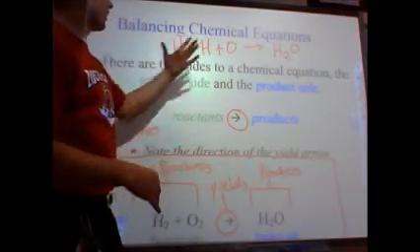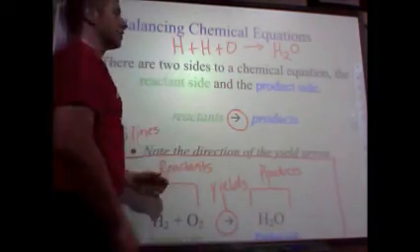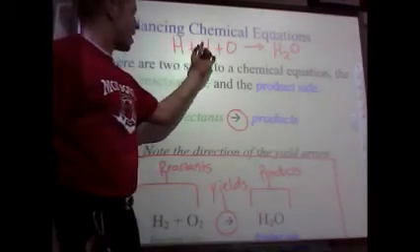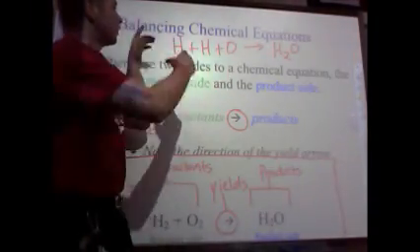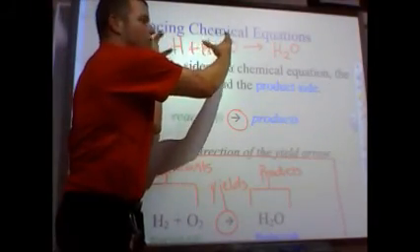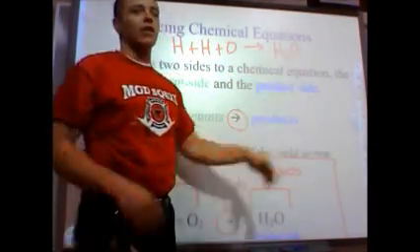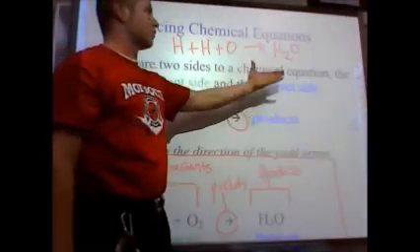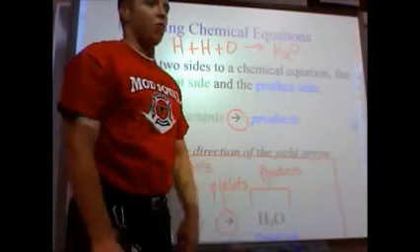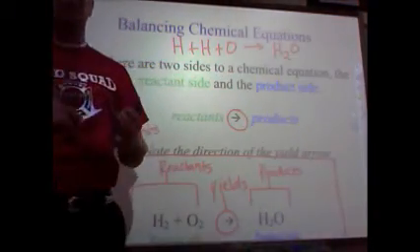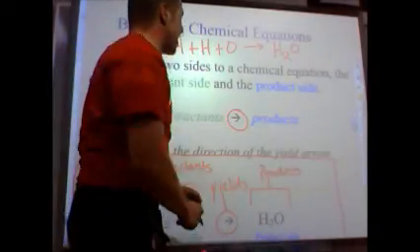Okay? So let's look at this. I have three different reactants right here. I have hydrogen, hydrogen, and oxygen. So these reactants will react to make H2O. So they'll react to make a product. What's the product? H2O. Plain and simple. Does everybody understand reactants and products? Yeah. Okay.